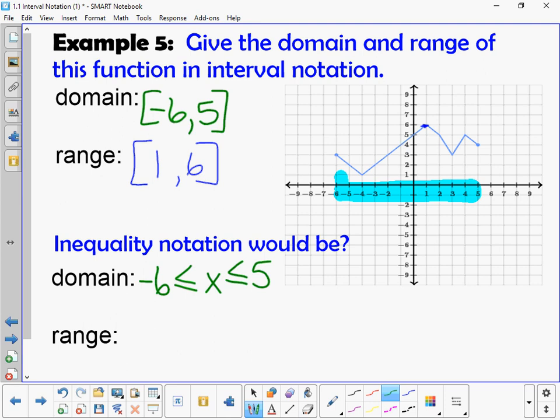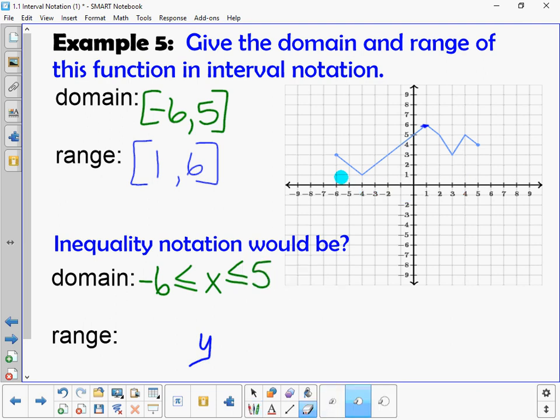For the range, tricky stuff here. The number one mistake people make with range is that it's a y, not an x. And I do it all the time myself. I'll usually catch myself, but I'll start writing an x for that. But range is focusing in on y values.